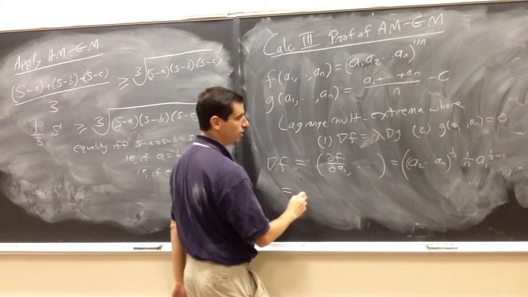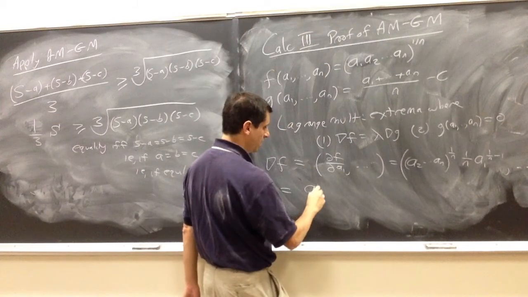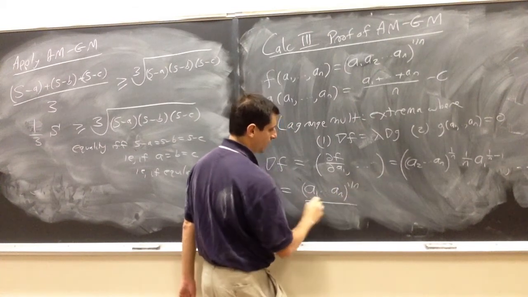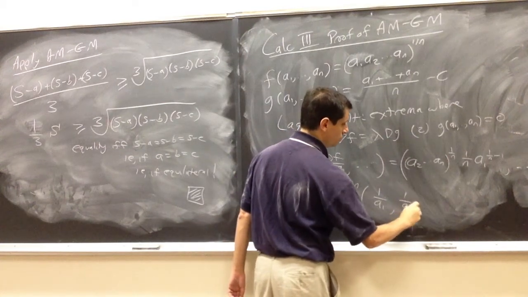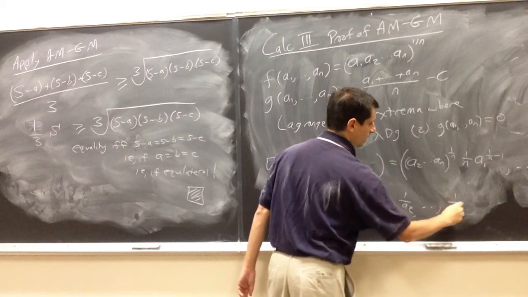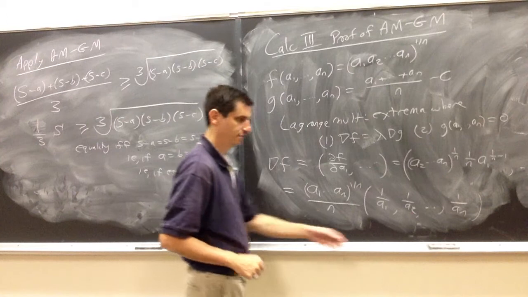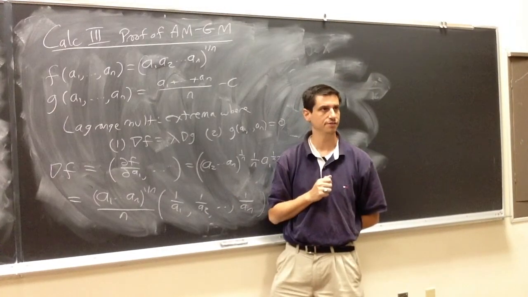And so I can pull this all out, and I'll pull out the a1 to the 1 over n because it goes in so nicely with that, and I get a1 times an to the 1 over n divided by n, times 1 over a1, 1 over a2, dot, dot, dot, 1 over an. So that's going to be the gradient of f. All right. Any questions as to how we calculate the gradient of f?